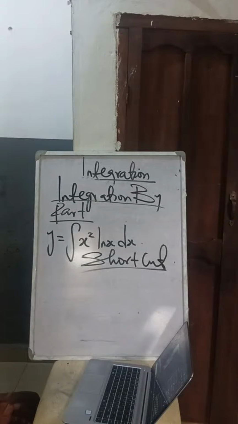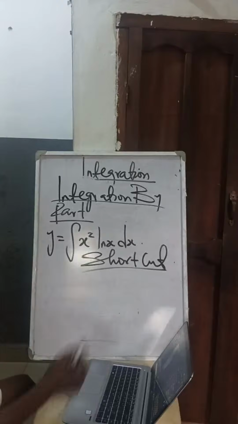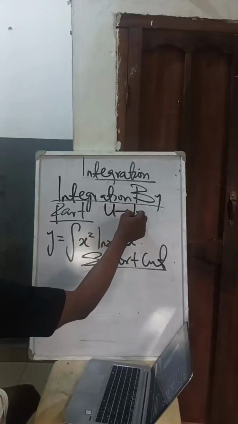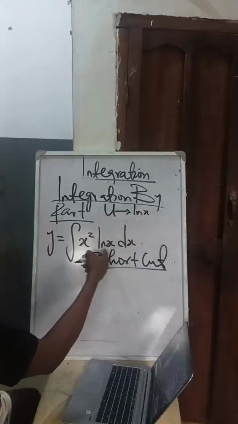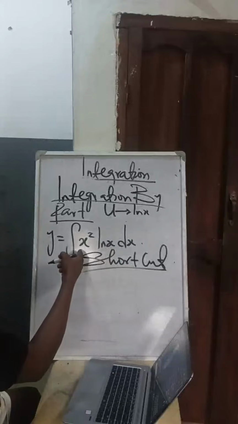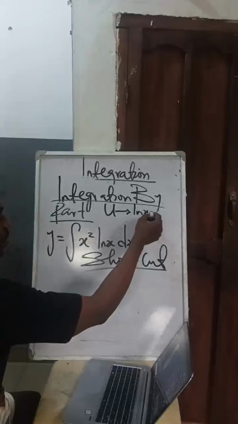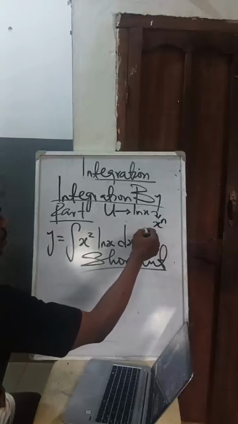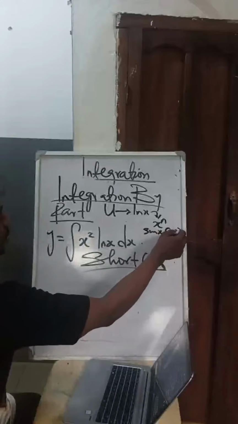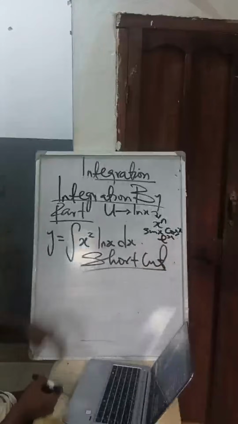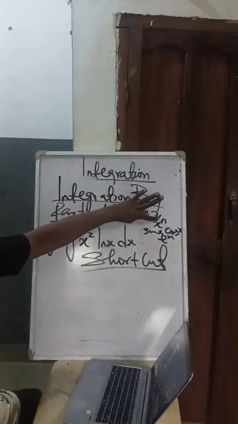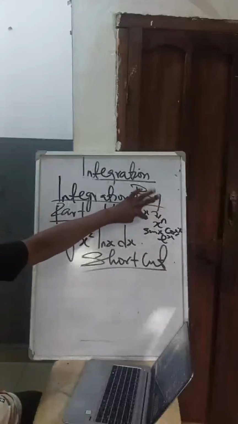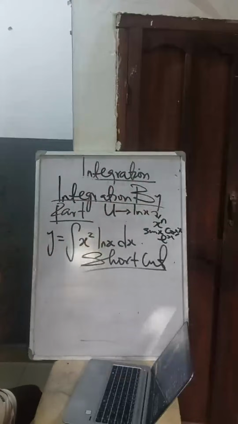So what should we do? Very simple. Look at this. We have a hierarchy of choosing our u. So u can be ln x. If you have ln x and x squared, u is ln x. If you don't have ln x, you must say x to the n. If you don't have x to the n, you must say sine x, cos x, or e to the x. So the highest is ln x, followed by x to the n. Then if you see sin and sine, you choose sin as your u. So this is the hierarchy of choosing u.